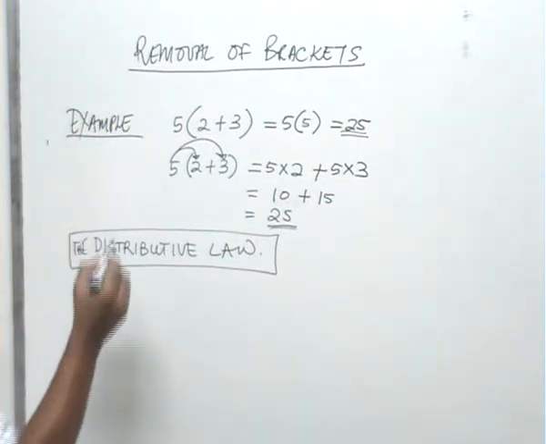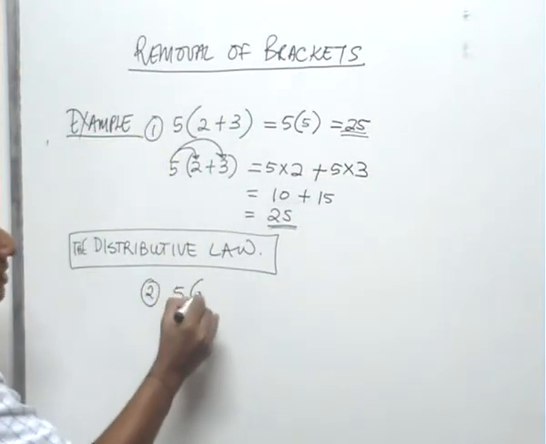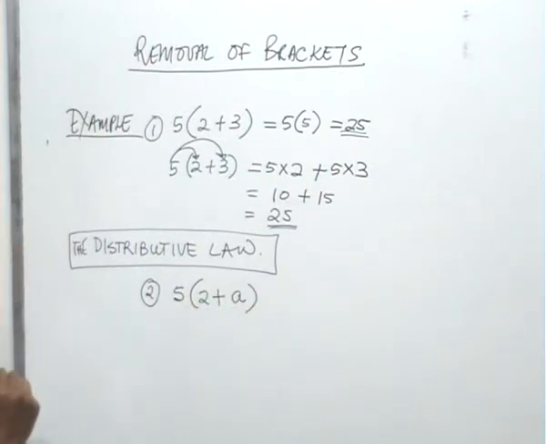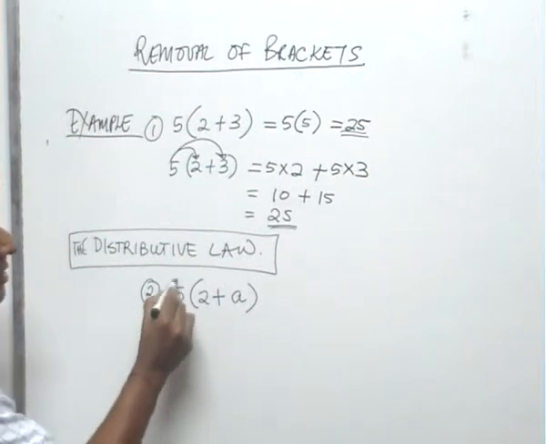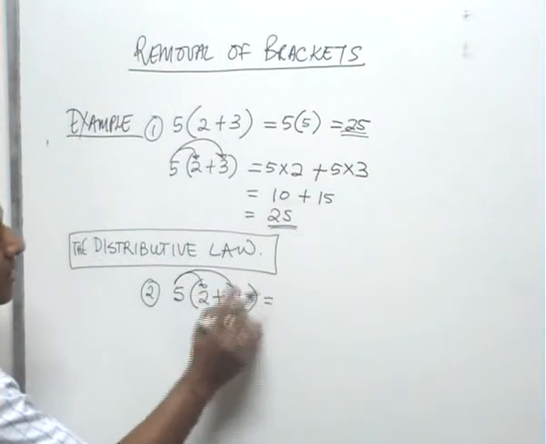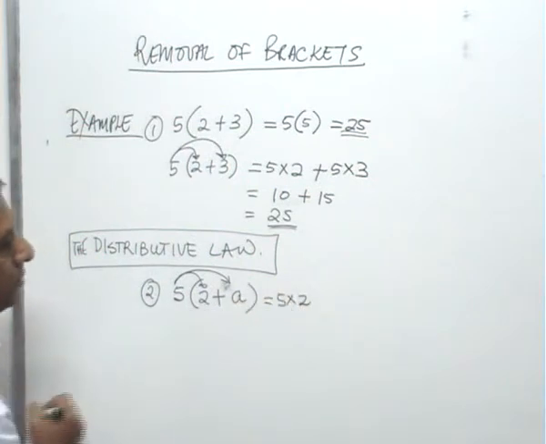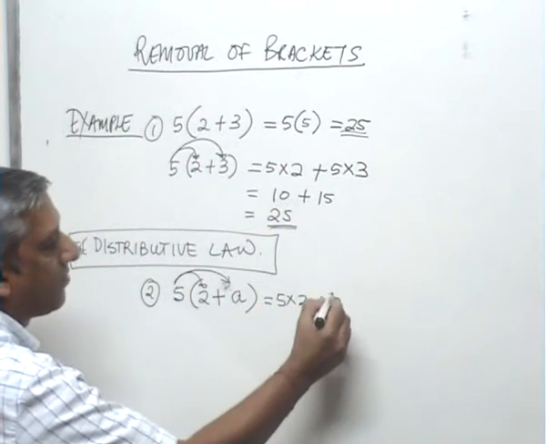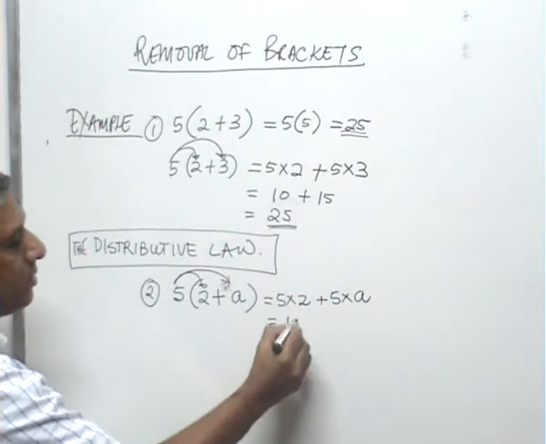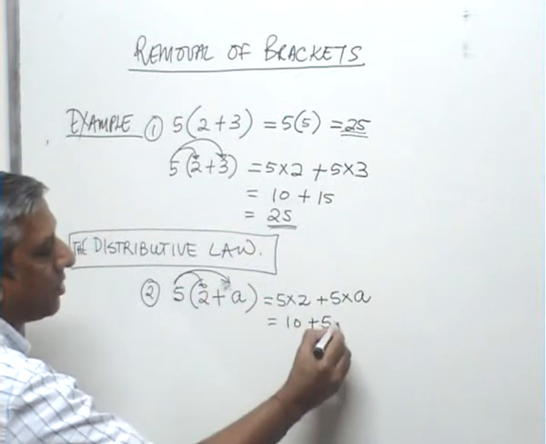Now, let's take another example. If I gave you 5 into 2 plus a, then you will tell me, well, I've got to multiply that according to the distributive law, and I've got to multiply there. So it will be 5 times 2 plus 5 times a. Now 5 times 2 gives you 10 plus 5 times a gives you 5a.